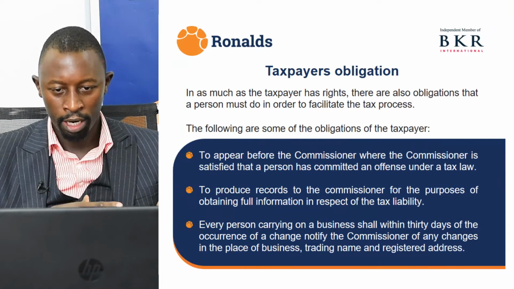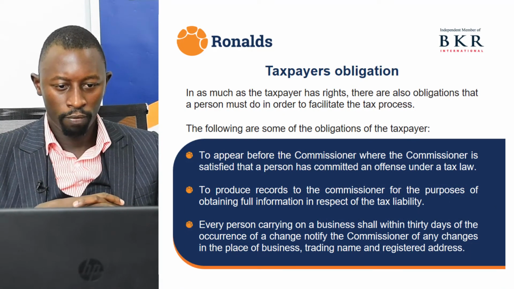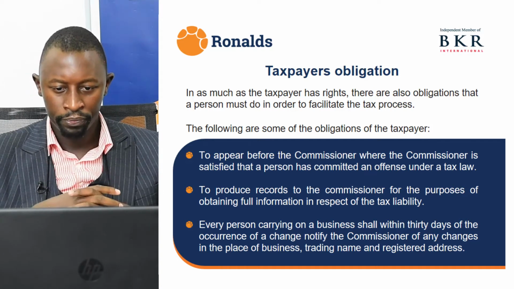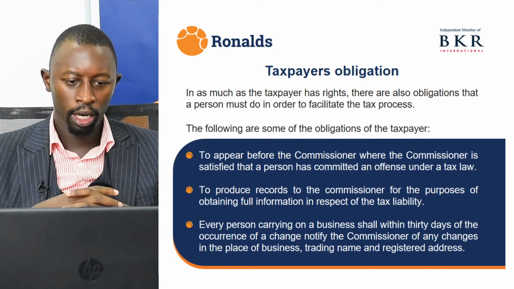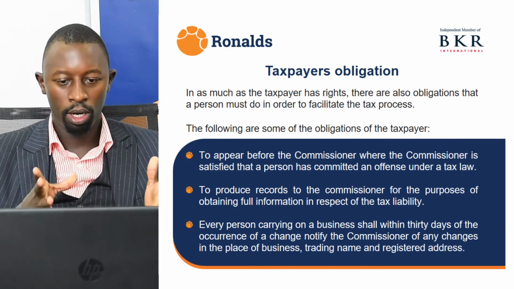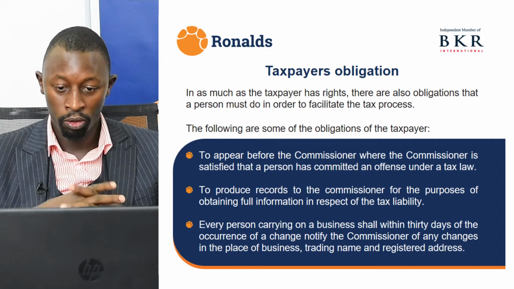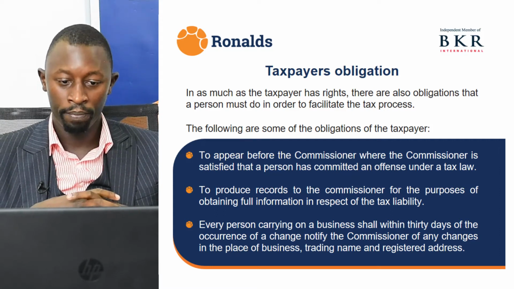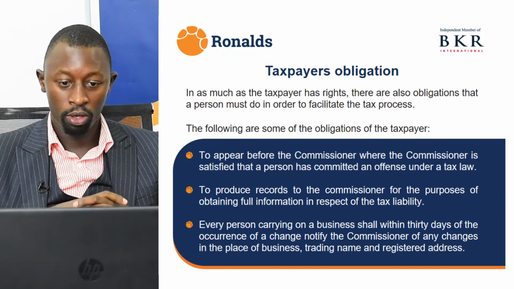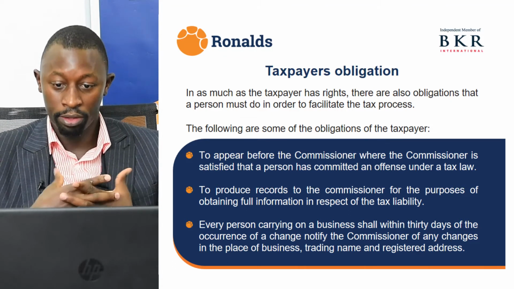As I said, where there's a right, there's also an obligation. So, of course, the first obligation you have as a taxpayer is to appear before the commissioner, where the commissioner is satisfied that you have committed an offense. The law allows the commissioner to write to you and request you to appear before him so that you can give clarity on certain offenses that he could think you have committed.